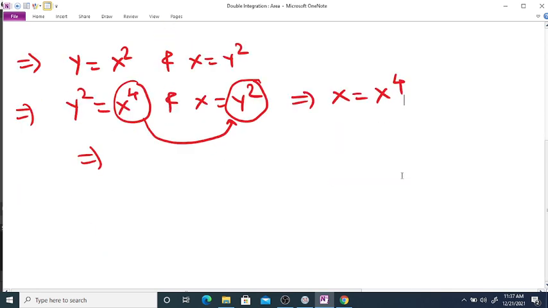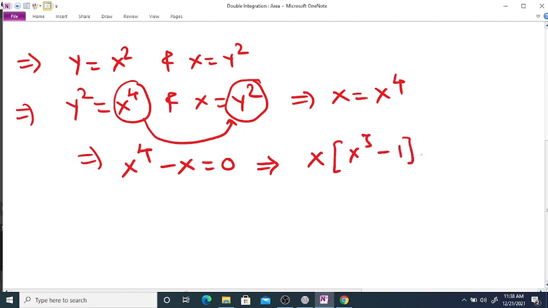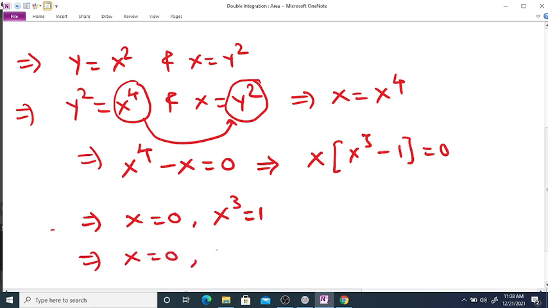If we simplify this, then it is x raised to 4 minus x is equal to 0. This implies, if we take x outside, x cube minus 1 is equal to 0. This implies x is equal to 0 and x cube is equal to 1. This implies x is equal to 0 and x is equal to 1.